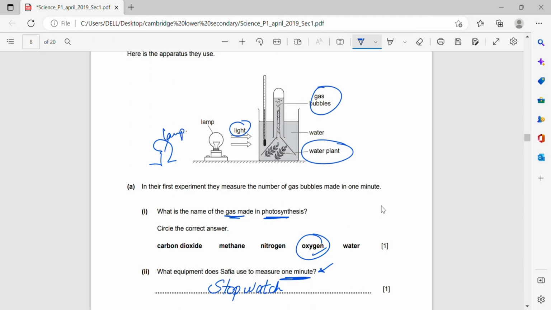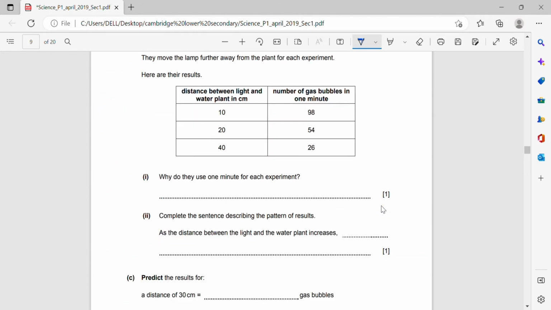اوكي وهيعملوا ايه؟ هيعملوا different distance، يعني مرة هتبقى هنا مرة اللامب هتبقى هنا، ويشوفوا الايه effect on the gas bubbles, the number of gas bubbles. طيب يبقى هنا عندي ال distance between the light and water plant وعندي the number of gas bubbles. نبص للvalues اللي موجودة. لو لقينا as the distance increases مثلا هنا بقت 40 centimeter, what happened to the number of gas bubbles? They became less, or in other words, they decrease.